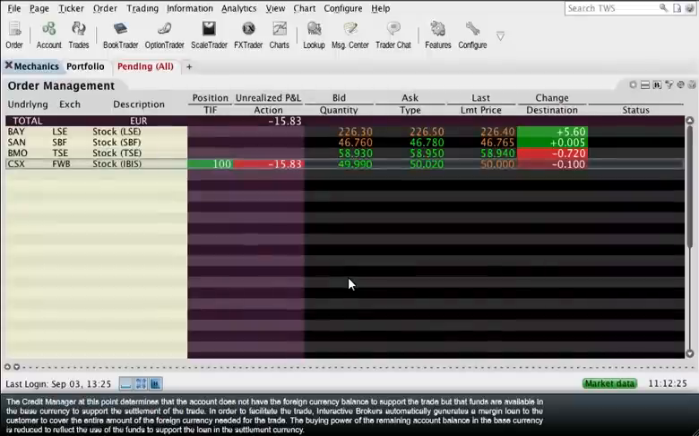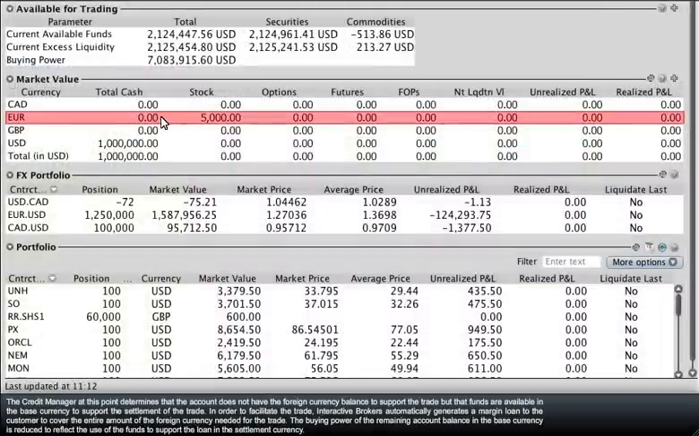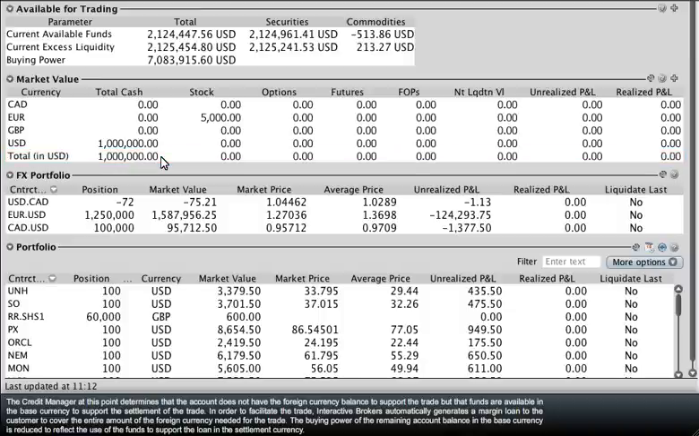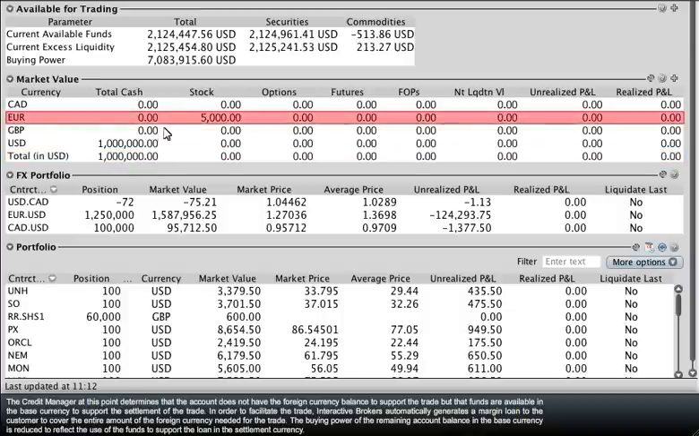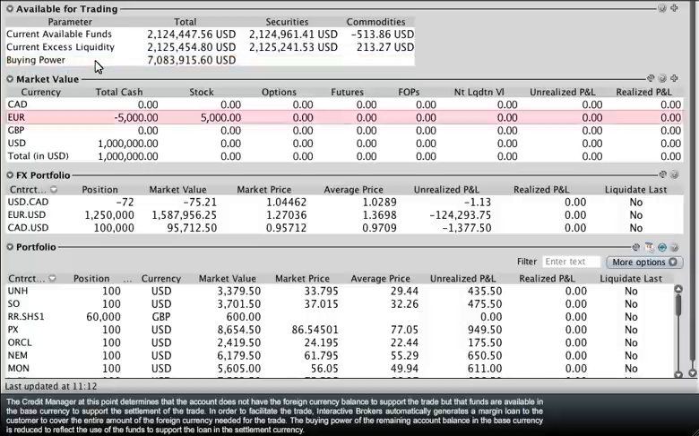The credit manager at this point determines that the account does not have the foreign currency balance to support the trade, but that funds are available in the base currency to support the settlement of the trade. In order to facilitate the trade, Interactive Brokers automatically generates a margin loan to the customer to cover the entire amount of the foreign currency needed for the trade. The buying power of the remaining account balance in the base currency is reduced to reflect the use of the funds to support the loan in the settlement currency.